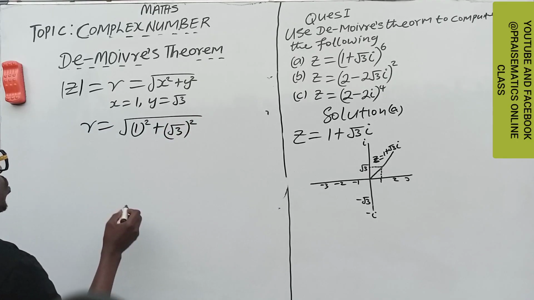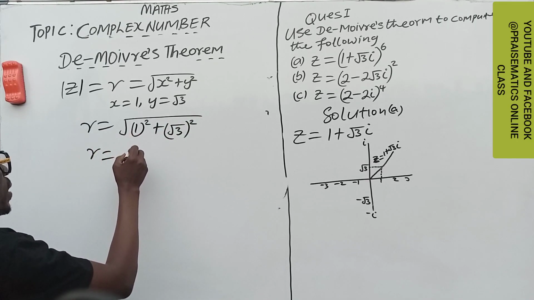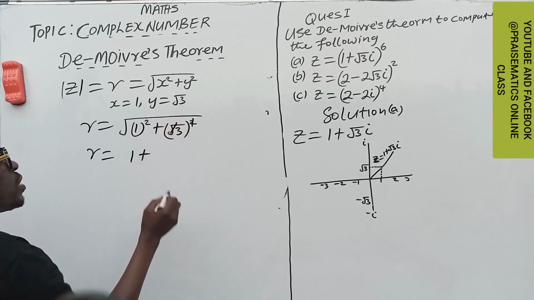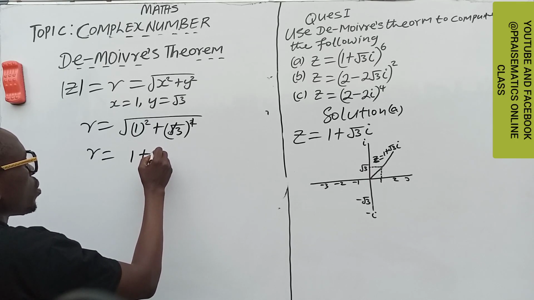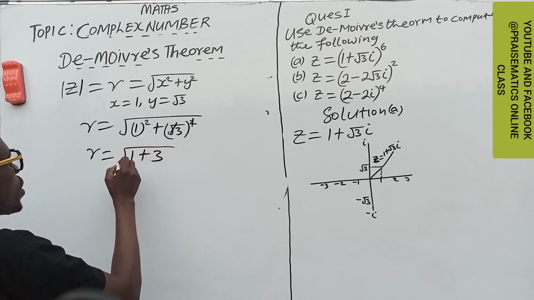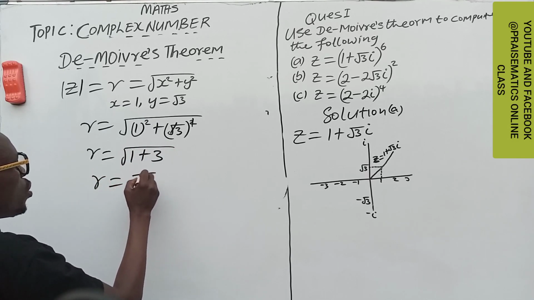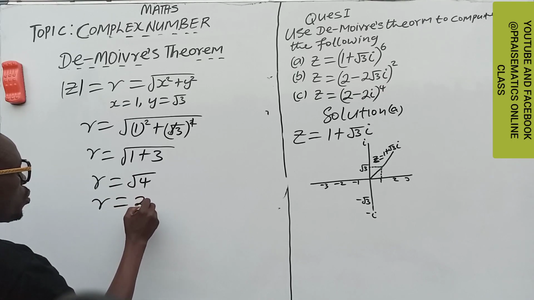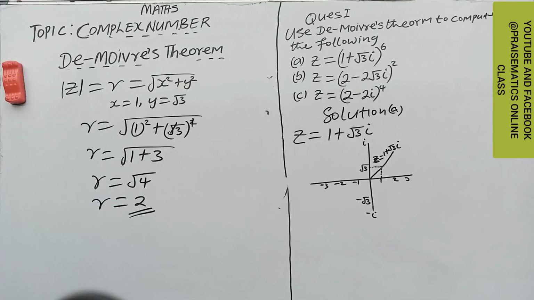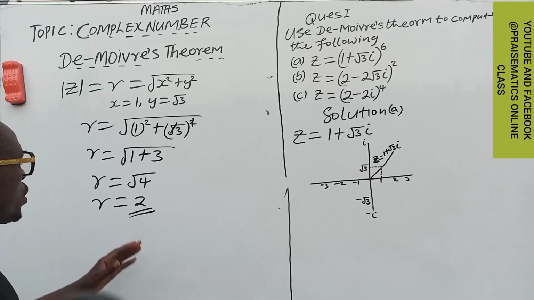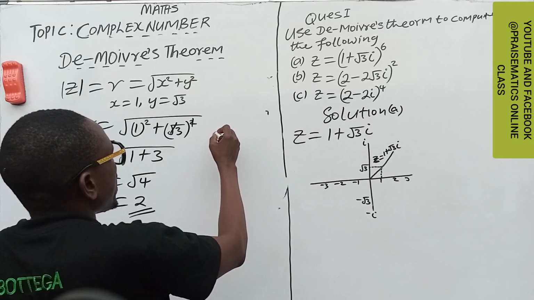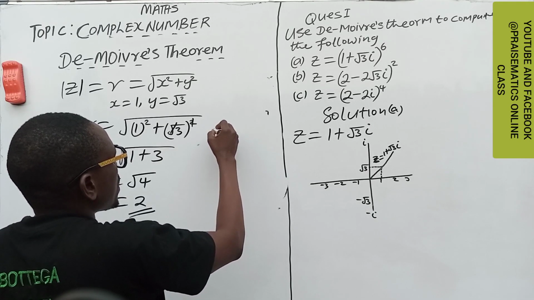So r is equal to the square root of 1 times 1, which gives 1, plus root 3 squared, where the square and the root cancel, giving 3. So r is the square root of 4, which is 2. So the modulus of the complex number is 2. Now let's find the argument.